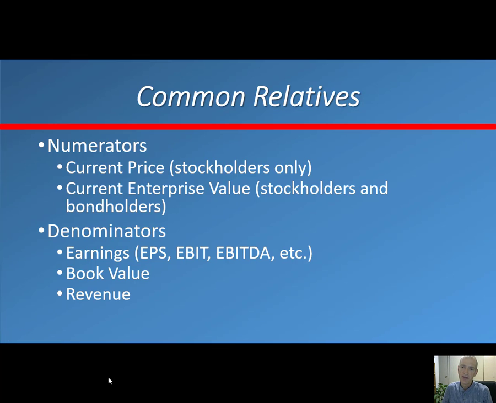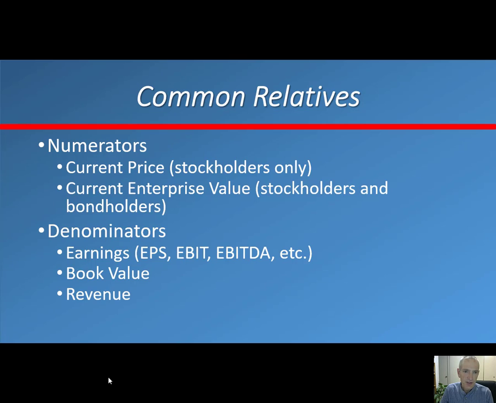So we have numerators and we have denominators. Remember the numerators, that's our measure of value, and there's two choices there. The current price, that's stockholders only, and the current enterprise value. That's stockholders and bondholders. That's what enterprise value means. If you go on to Yahoo Finance and click under statistics, Yahoo Finance will actually give you the enterprise value for the firm. So right now Amazon is $1.5 trillion. Their stock value is 1.5 trillion as well, so they don't have much debt.